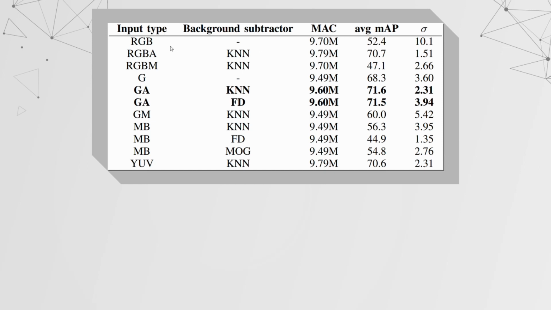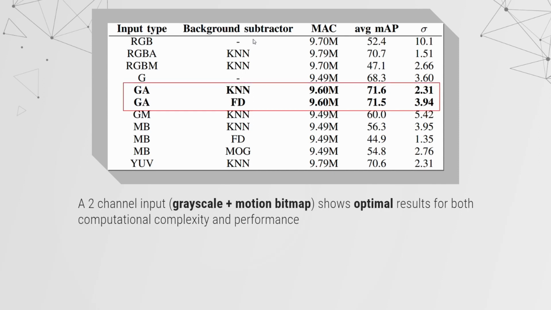We can see from this table that a 2-channel input comprised of a grayscale image coupled with the motion bitmap actually shows higher results in terms of mean average precision, and this is by a significant margin. For example, here we can see that the grayscale and motion bitmap input allows us to achieve around 20% higher mean average precision with respect to the standard RGB data.